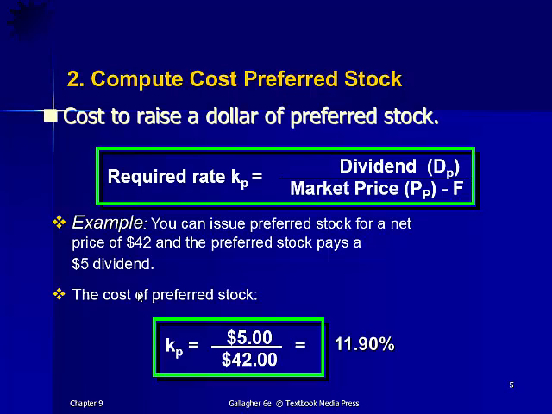Simply the dividend over the net market price. The net market price is the price that the investor paid minus any flotation costs that you had to pay to the investment banking firm, because the flotation costs eat up part of the proceeds to the company that is issuing that preferred stock.